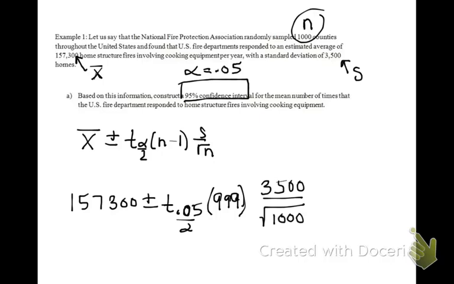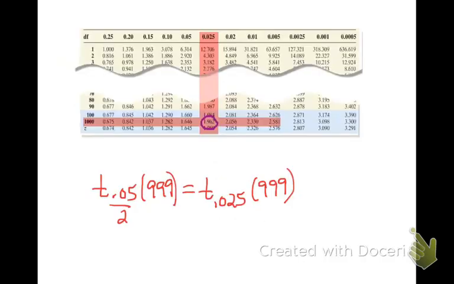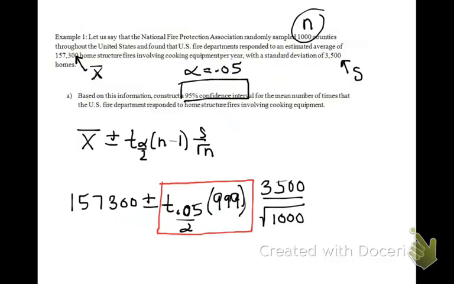We need to go to the table to look up this t-value that we'll use in our confidence interval. This was the t-value we're looking for, t of 0.05 over 2, which is 0.025. If you're looking for 1,000 degrees of freedom, you'll go to degrees of freedom and drop down to 1,000. This lines up to give a t-value of 1.962. So we now know that this number is 1.962.